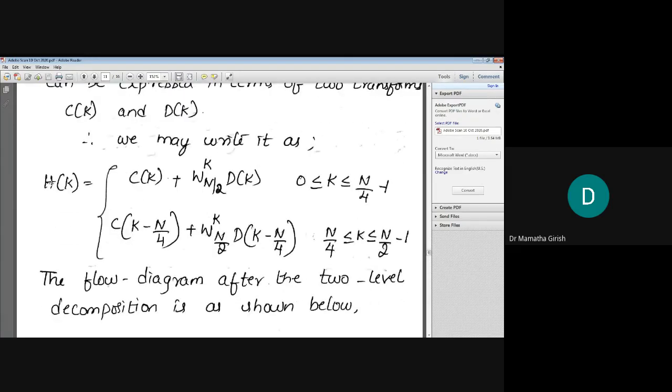So H of k is what? Written in terms of C and D. C of k and D of k, very much similar to the above expressions. For k ranging between 0 to N by 4 minus 1, this is the expansion. For k ranging between N by 4 to N by 2 minus 1, this is the expression.